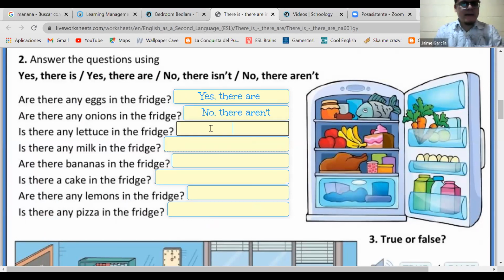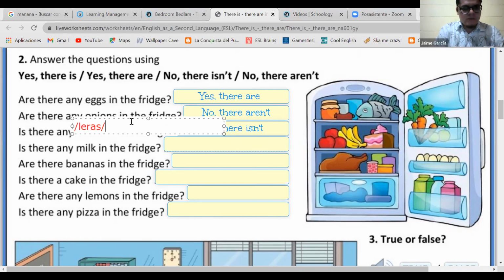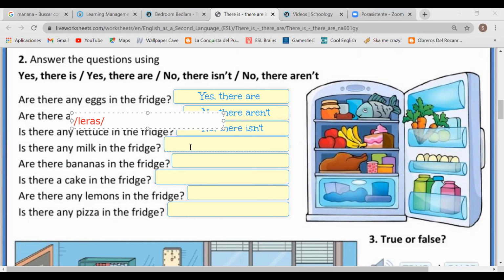Okay. Is there any lettuce? No, there isn't. Listen. Okay. Remember, lettuce is the right pronunciation. Lettuce. Let us. Let us. Es como cuando se dice lera, lera, lera. Oh, yeah, something like that.